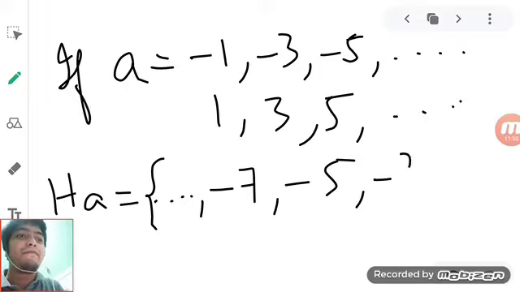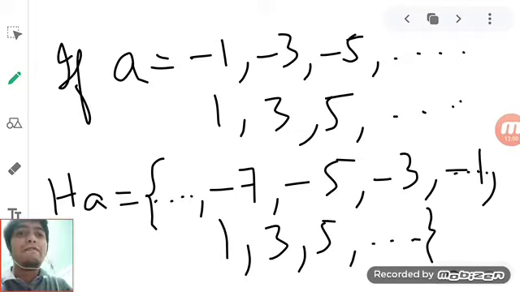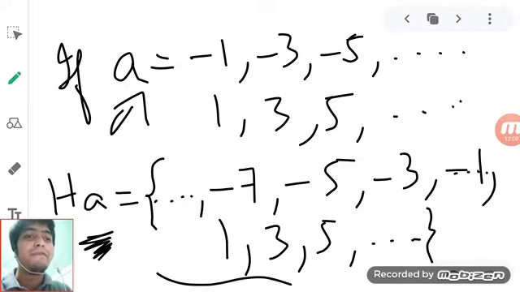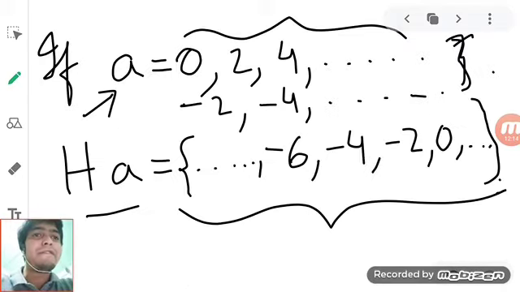Minus 5, minus 3, okay, odd integers, okay, minus 1, 1, 3, 5, and so on. Again, even though we are changing the value of A, the set HA remains the same for these values of A. Okay, so if you see carefully, how many cosets can we have?